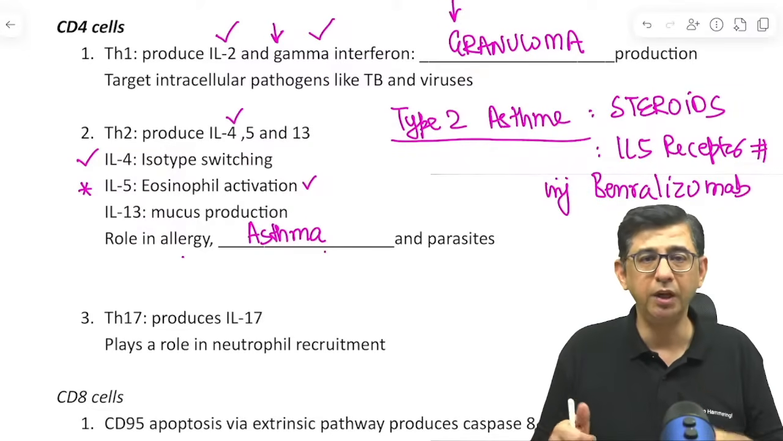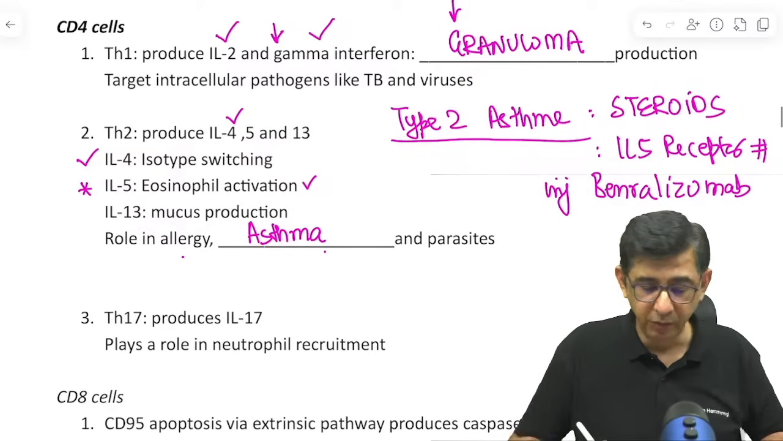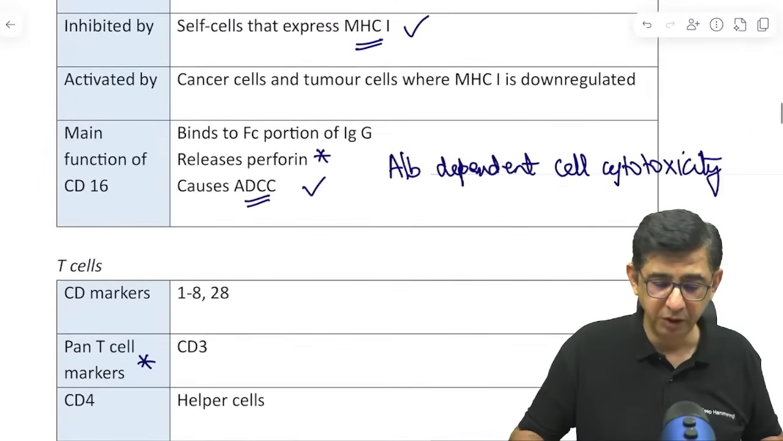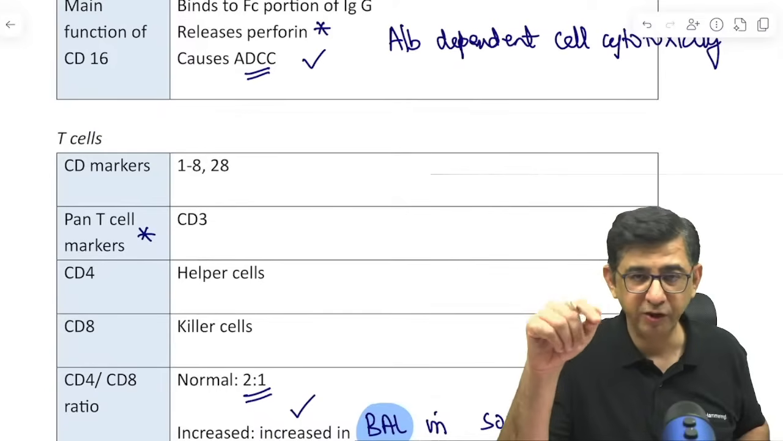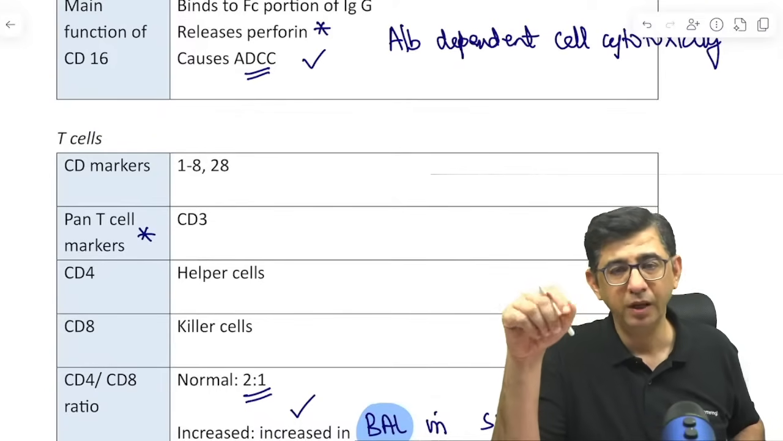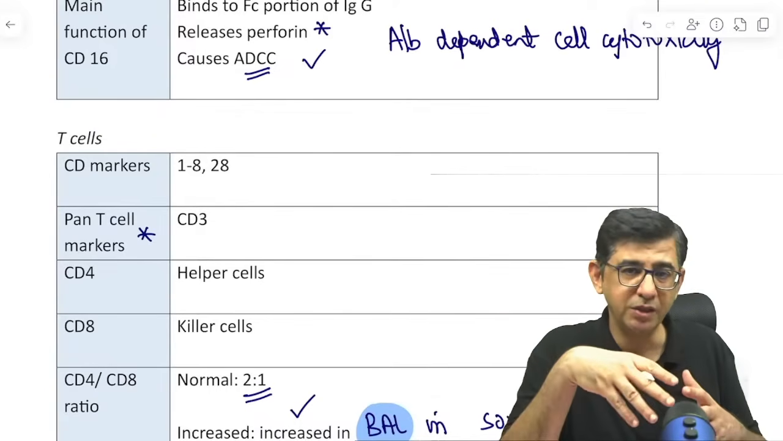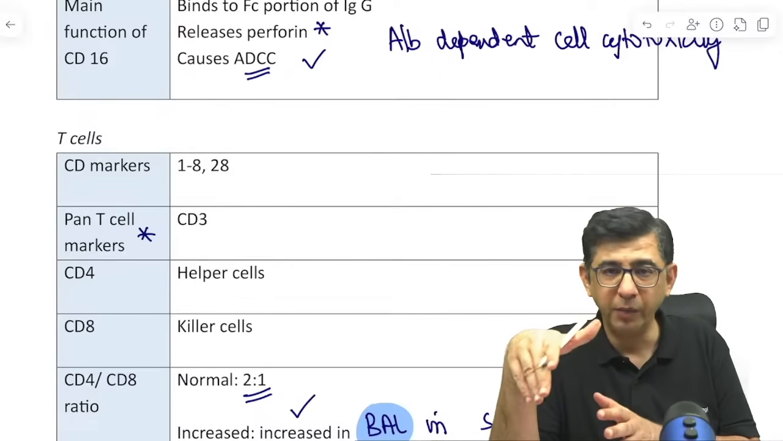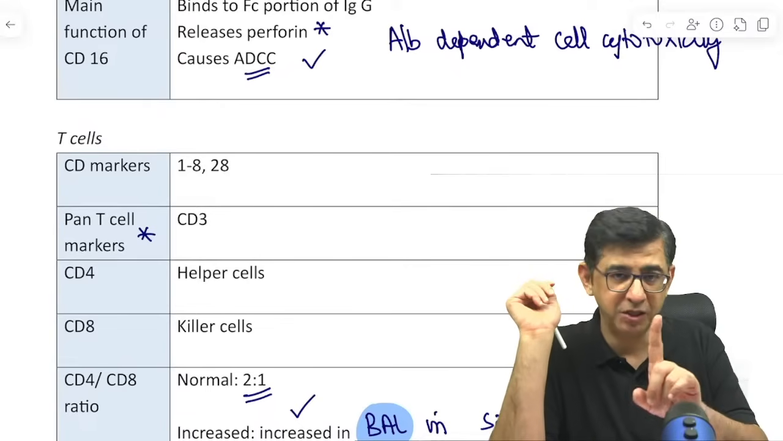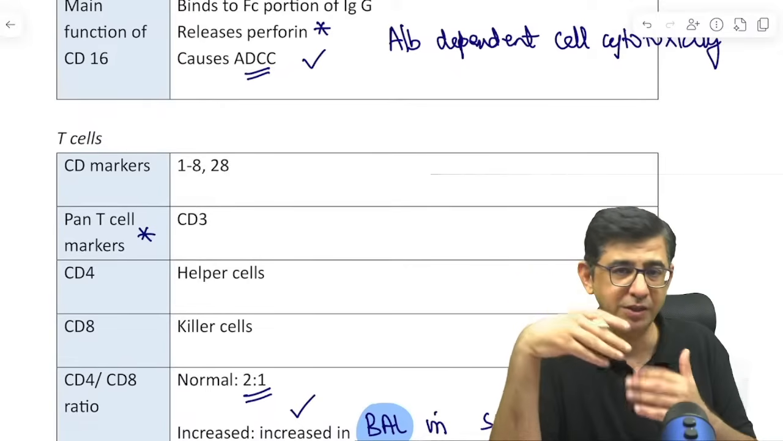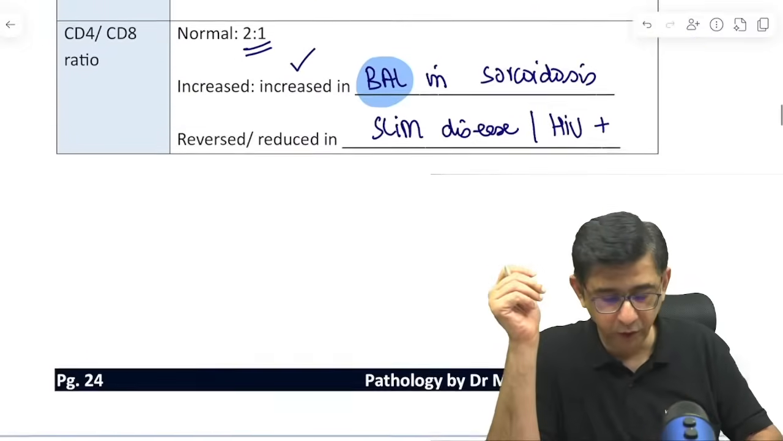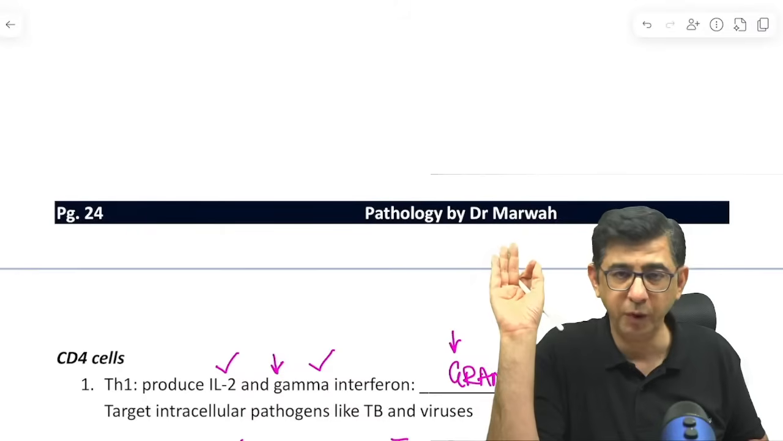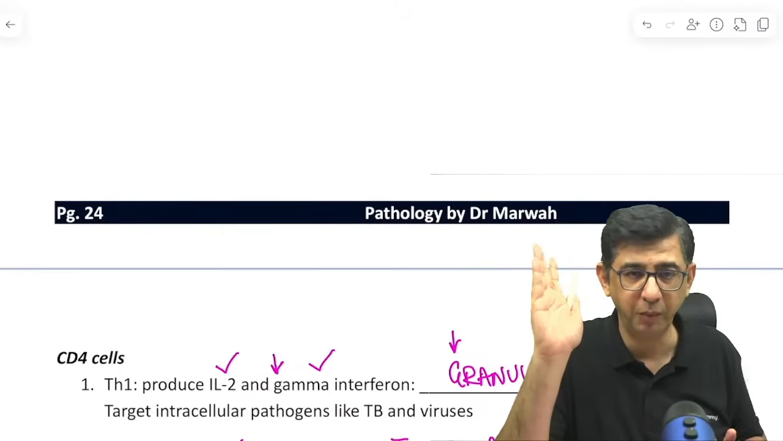So let's do a quick recap at the moment. I'll move the slide. TH17 plays a role in neutrophil recruitment. I'll come to that also, but let us first remember this information. First is the TH1 cell, then the TH2 cell. The TH1 cell is related to interleukin 2 and the production of gamma interferon, which causes granuloma production. That is line number 1 I want you to remember. I'll say that again: TH1 cells produce interleukin 2 and gamma interferon, responsible for granuloma production. That is one point you need to remember.